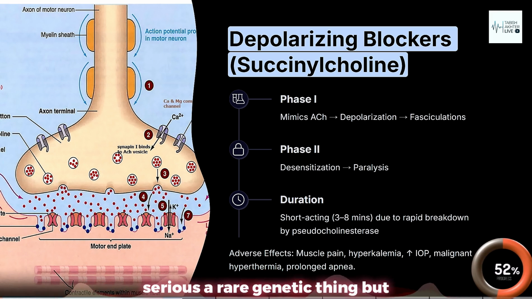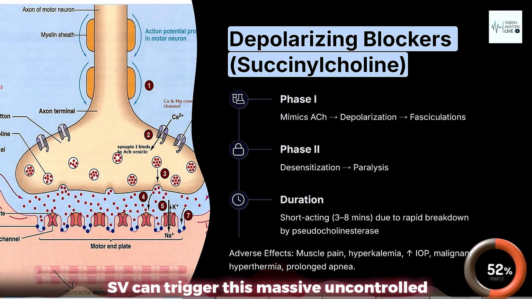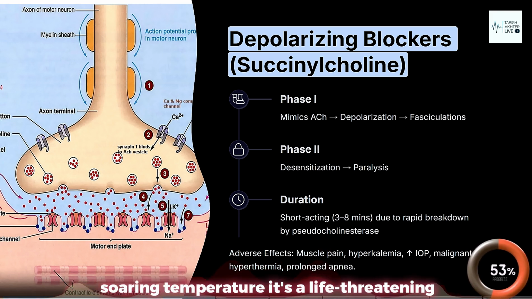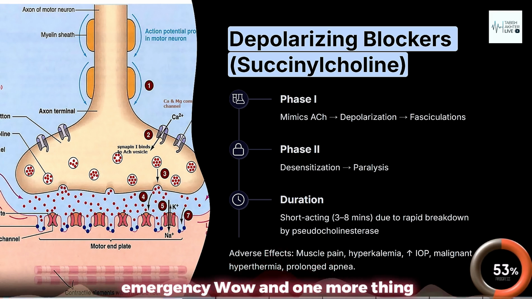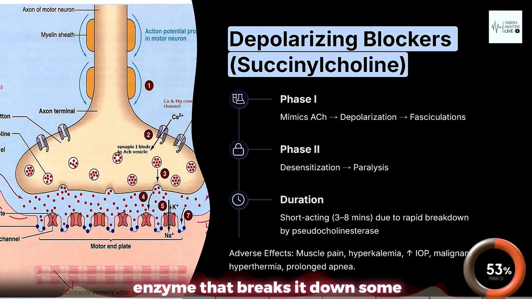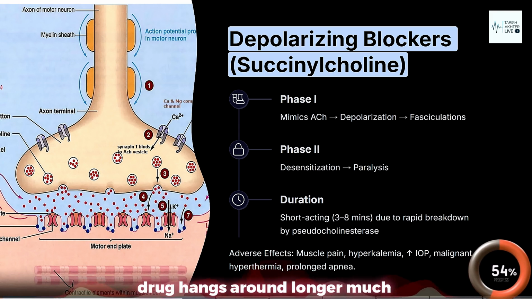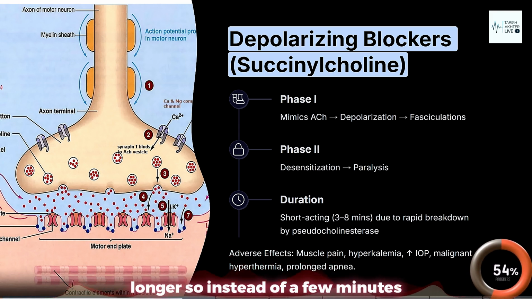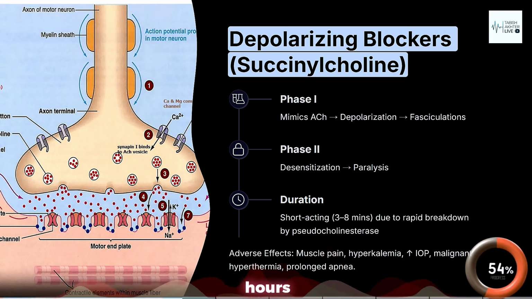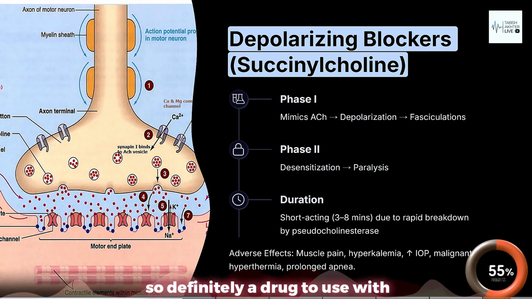It's very serious. A rare genetic condition, but SCh can trigger this massive, uncontrolled metabolic reaction in the muscles, soaring temperature. It's a life-threatening emergency. Wow. And one more thing, remember that pseudocholinesterase enzyme that breaks it down? Yep. Some people have a deficiency. They don't make enough of it, or it doesn't work properly. So the drug hangs around longer. Much longer. So instead of a few minutes of paralysis, they might not be able to breathe on their own for hours. Prolonged apnea. They need to stay on a ventilator. Okay, so definitely a drug to use with caution.